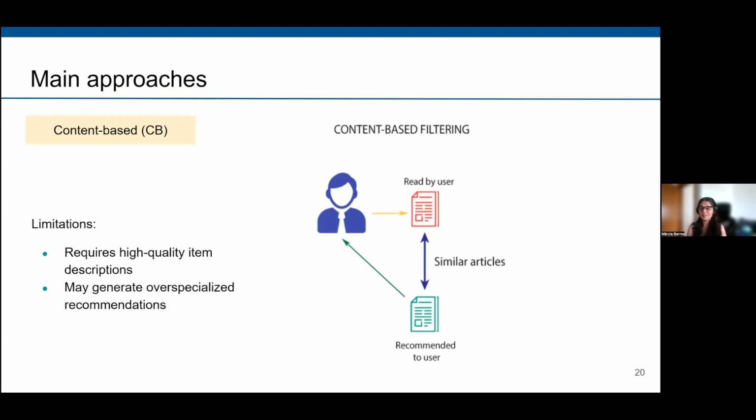Some limitations, and for me this is a big one: it requires a high quality item description, and sometimes in scientific items it's very difficult to find the right features for the content-based algorithm. And it also may generate over-specialized recommendations, and I will end up always recommending the same items to the user. I will not have diversity. I will not have serendipity. Depending on the field, this can be a good or a bad thing.